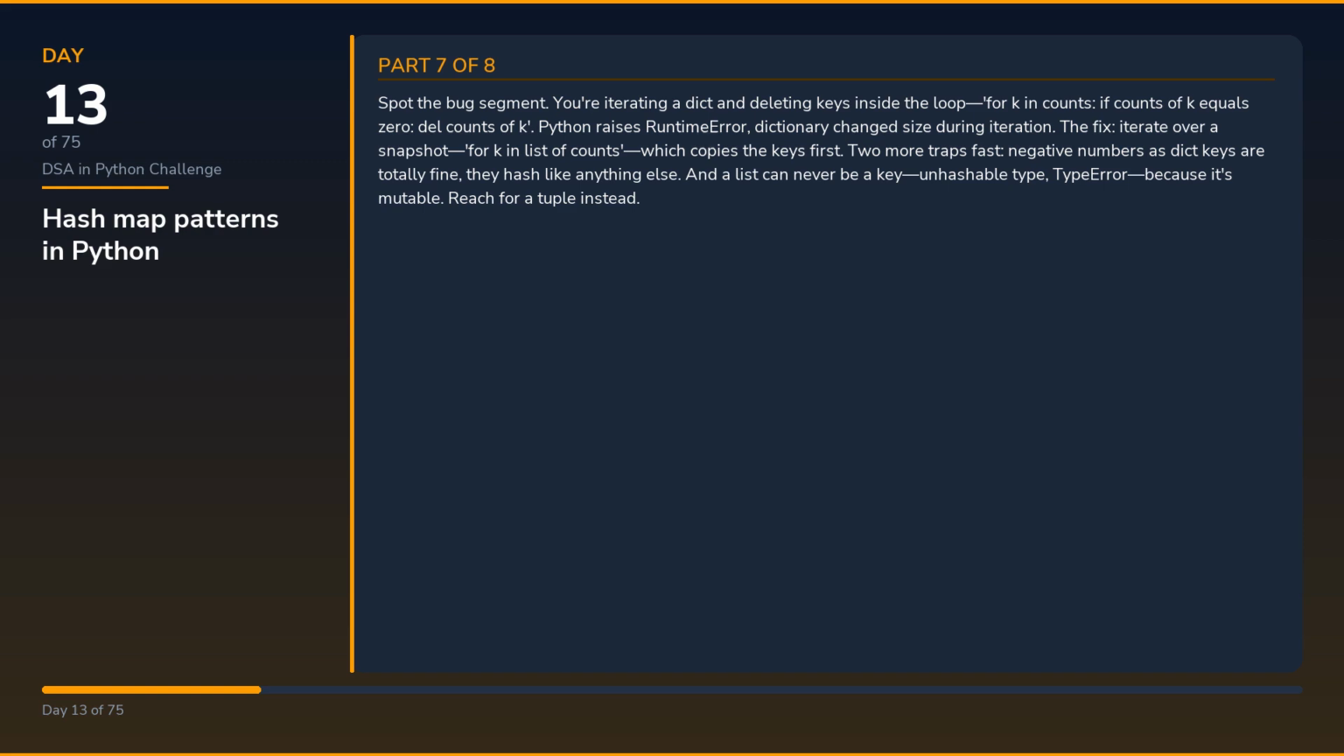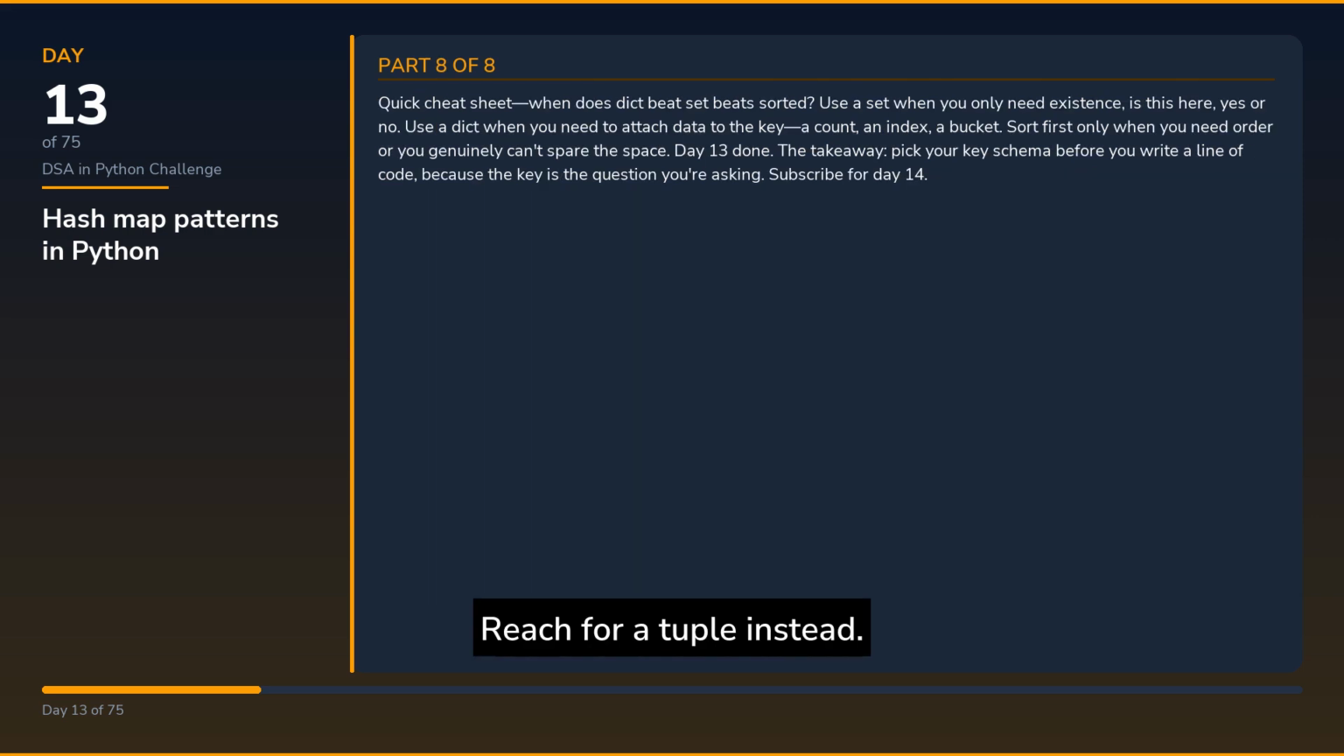Two more traps, fast. Negative numbers as dict keys are totally fine. They hash like anything else. And a list can never be a key. Unhashable type error, because it's mutable. Reach for a tuple instead.